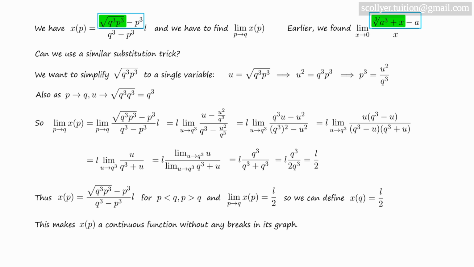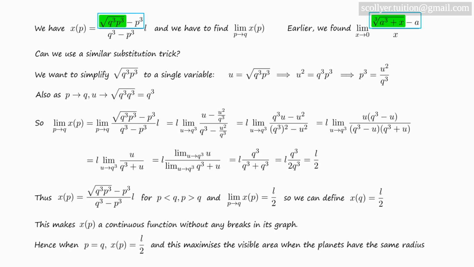And in doing so, we make x of p into a continuous function without any breaks in its graph. And so when p equals q, x of p equals L over 2, and this maximizes the visible area when the planets have the same radius.